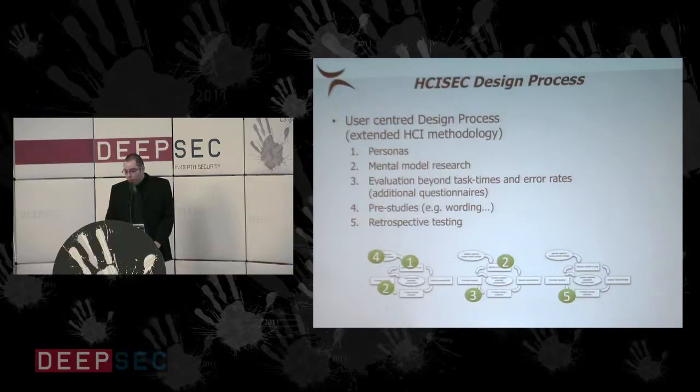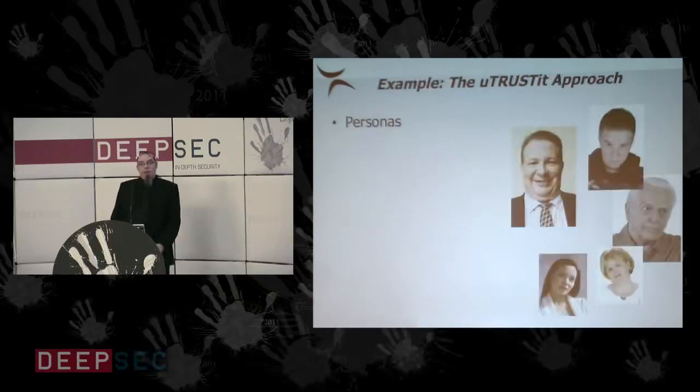I will now go through an example process. I already mentioned the UTrusted project in the beginning. In the UTrusted project, we start with classical personas. Personas are not Alice and Bob. Alice and Bob are stereotypes. Personas are based on data, and they are more or less prototypical persons. They are archetypes, not stereotypes.